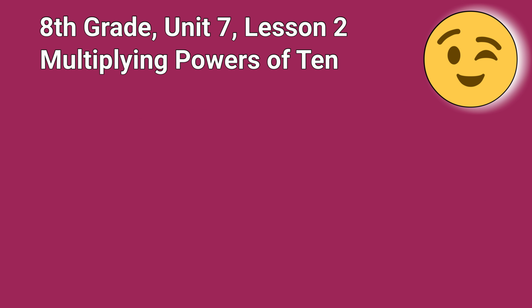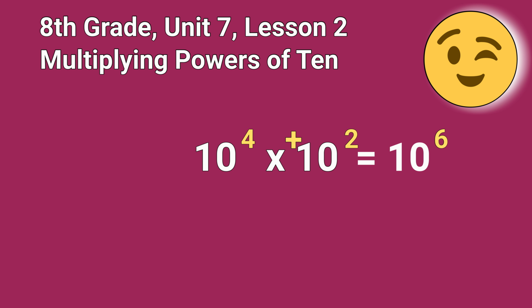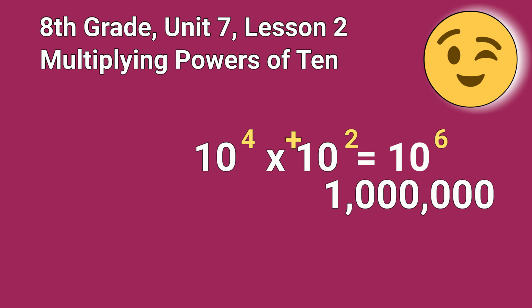Let's try one. What's 10 to the 4th times 10 to the 2nd? Just add the exponents. 4 plus 2 equals 6. So the answer is 10 to the 6th power, or 1 million.